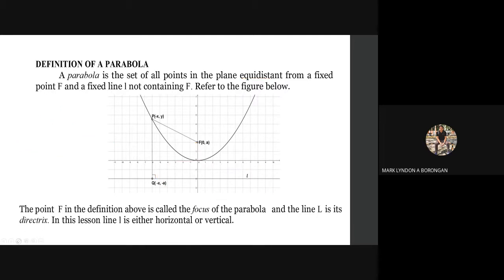Okay, so let's proceed. Let me summarize on this slide. This point F is called the focus and this line L is the directrix. The line L should be behind the parabola, meaning the parabola faces away from line L. So, F is called the focus while the line L is called the directrix. The directrix is located behind the parabola.